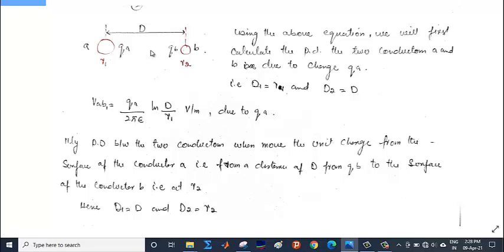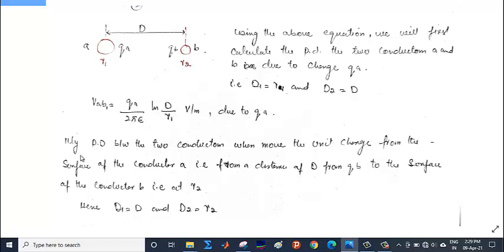So here d2 will be equal to the second distance up to which we have to calculate the potential difference, because the starting distance will be the surface of R1. So d2 will be equal to d. Similarly, d1 will be equal to r1, because the starting point is the surface of this conductor and the end point is the surface of this conductor. That means d2 will be equal to d. So by using that equation, VAB1, the potential difference between the surface of this and the surface of this due to charge QA, will be equal to QA divided by 2 pi epsilon ln of d by r1 volt per meter square.